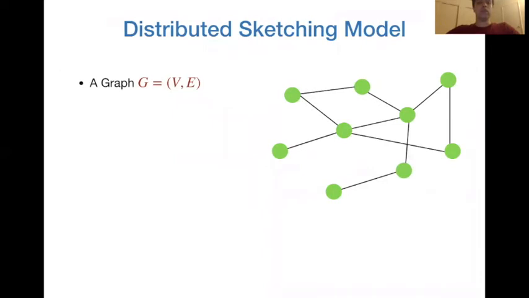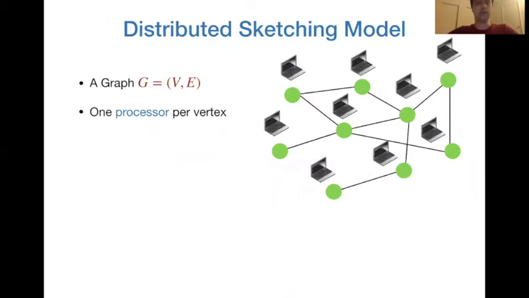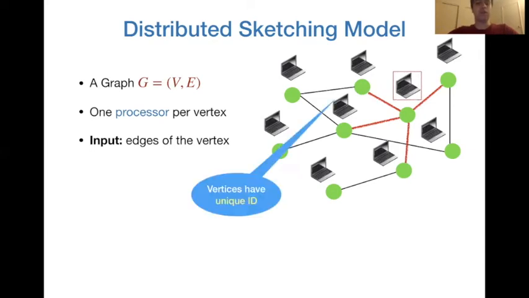And we're going to study this problem in the sketching model. Here we have our input graph, and there is a processor on every vertex of this graph. And each processor is going to see the edges of that vertex. Basically, it means that vertices have unique IDs, and each processor is going to get to see a list of IDs corresponding to the IDs of neighboring vertices. Important thing here to notice is that an edge is going to be seen by two different processors.